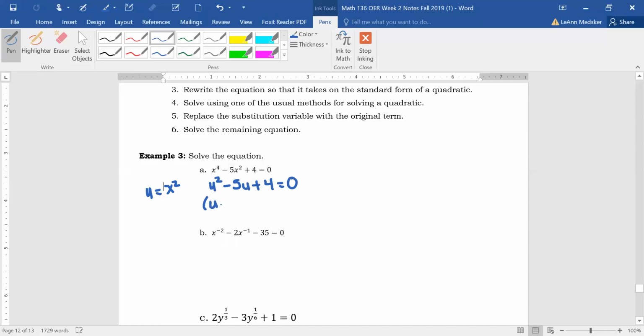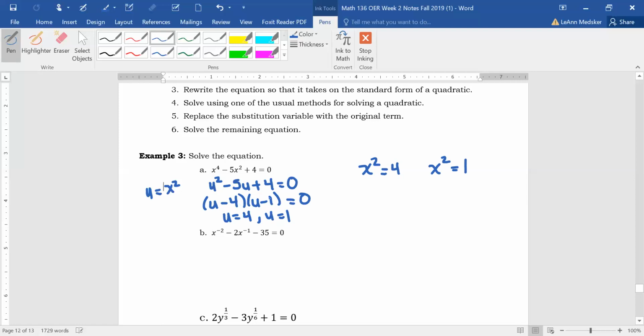This would factor into u minus 4 and u minus 1 equals 0. So I get u equals 4 or u equals 1. Now the problem with this is u is not the original variable. And I always joke and say we don't care about u, the letter, not the people. So we have to back substitute and say that x squared is equal to 4 or x squared is equal to 1, because that's what u really stood for.